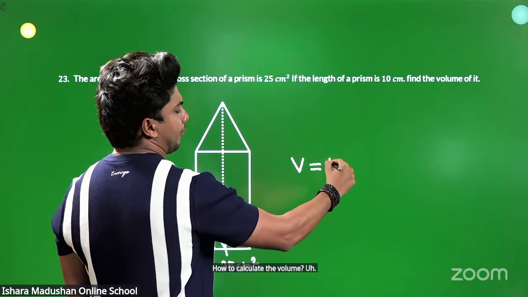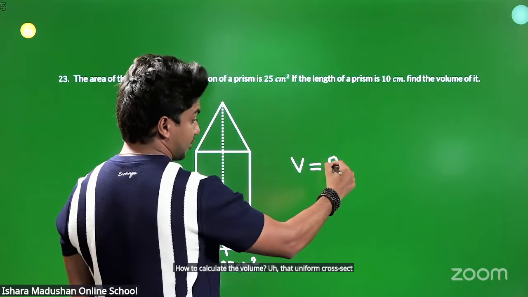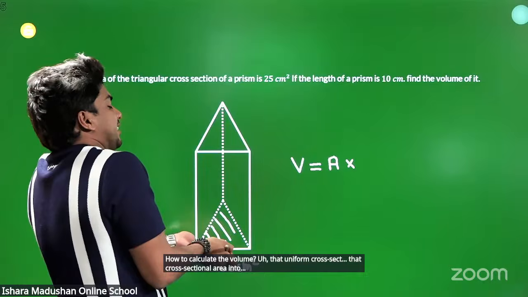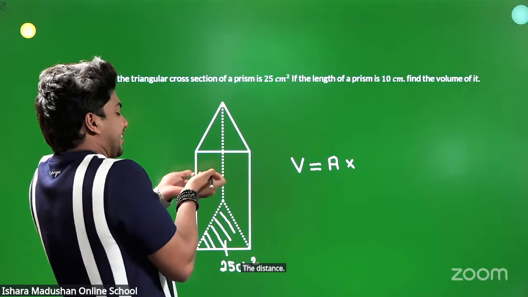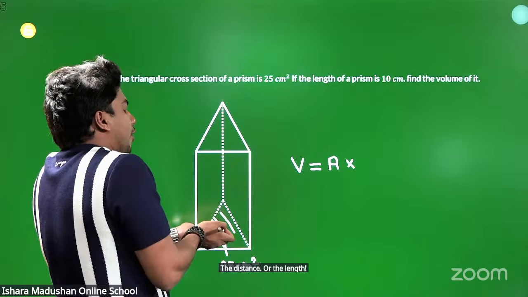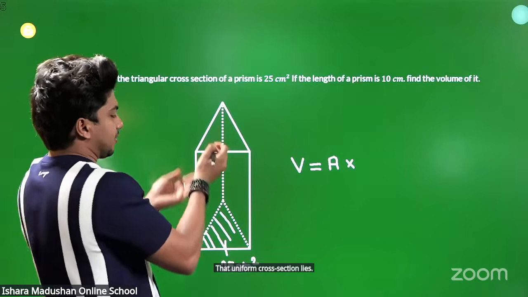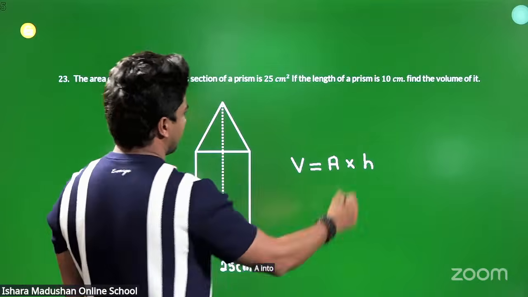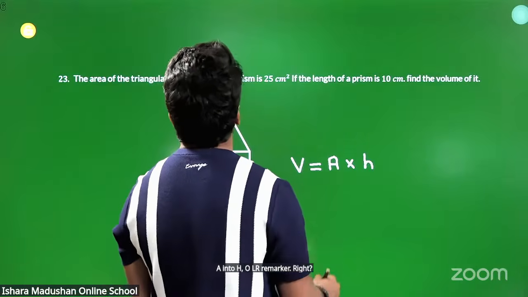That uniform cross-sectional area into the distance or the length that the uniform cross section lies. Then if the height is h, it is A into h, or A into L. Right?